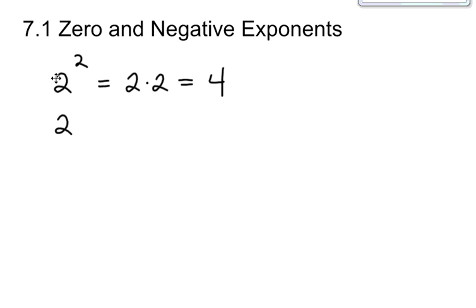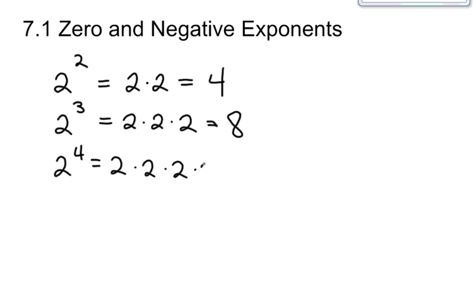So if we continue on with this process, 2 cubed would be 2 times 2 times 2, which is not 6, but 8. Let's do one more. So 2 to the 4th would be 2 times 2 times 2 times 2, which is 16. Now, you can see this pattern.